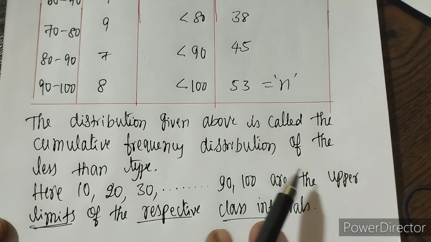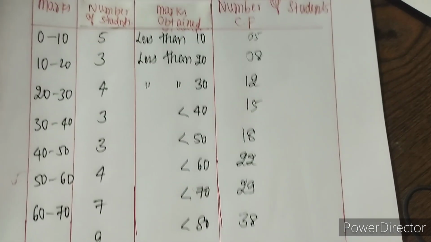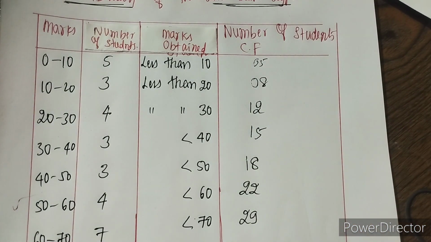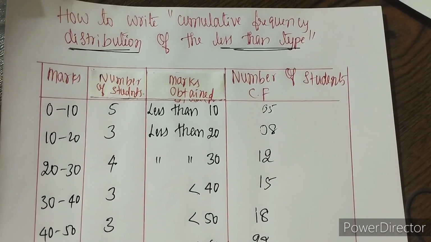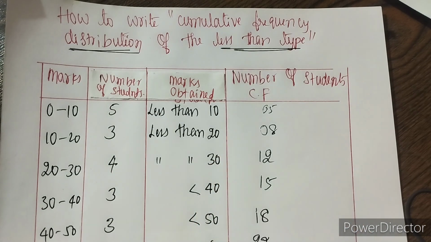Hence we have the class intervals and the number of students, and the cumulative frequencies for all 53 students. Okay, in the next video I am going to discuss with you the cumulative frequency distribution of the more than type. Thank you.